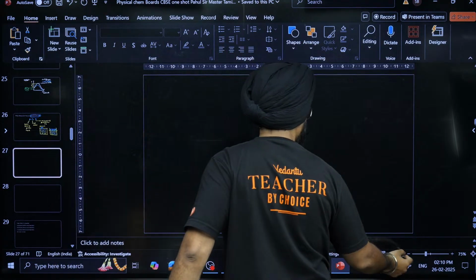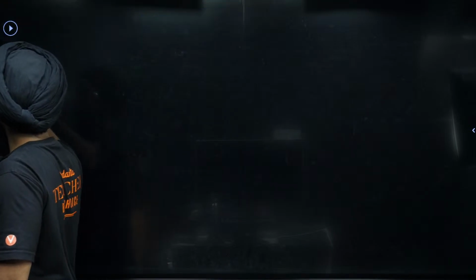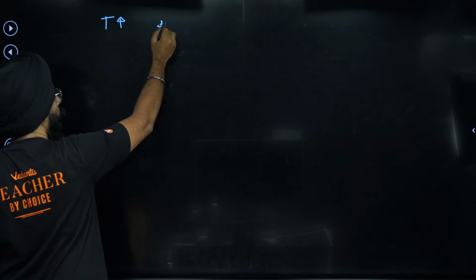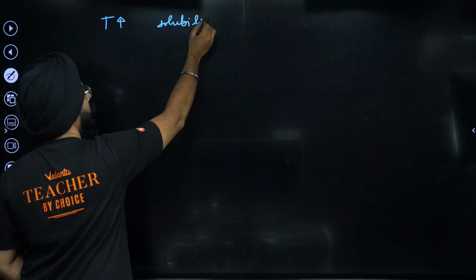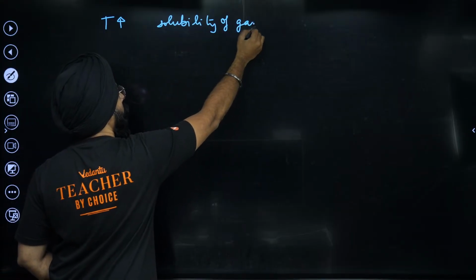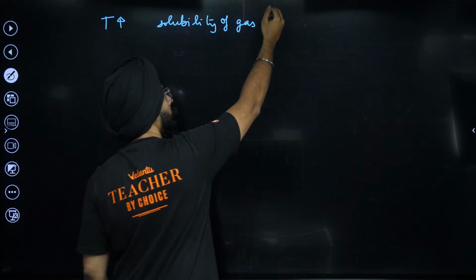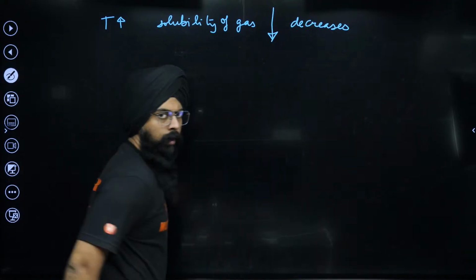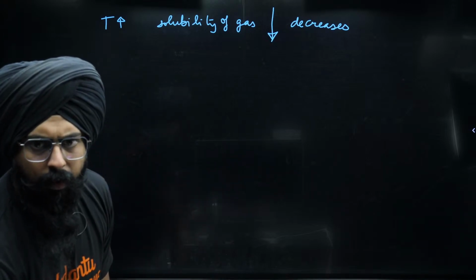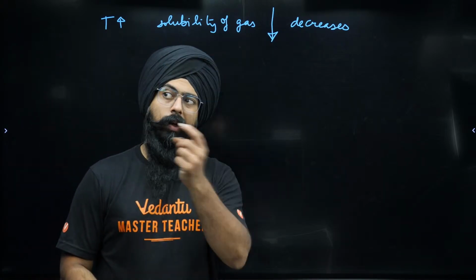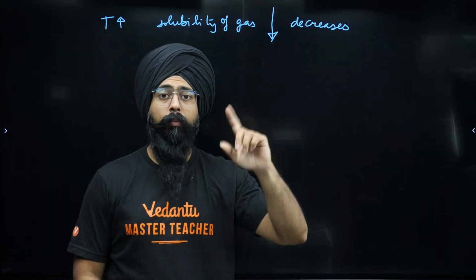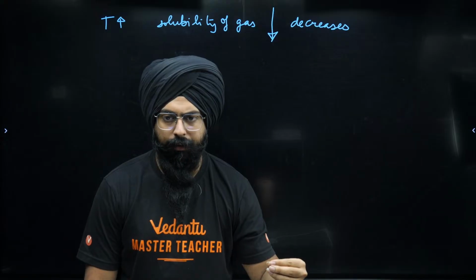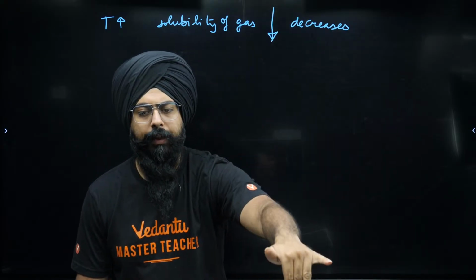My dear friends, what happens to the solubility of a gas if I increase the temperature? Temperature increases, so solubility of gas decreases. Do you want to know why this happens? When we dissolve solid in liquid, life is different. When we dissolve solid in liquid, high temperature means high solubility of solid. That is different. But when we dissolve gas in liquid, if we increase the temperature, solubility decreases.